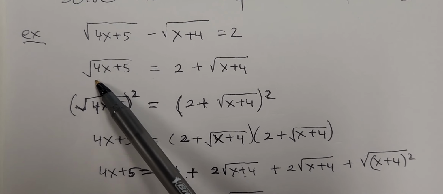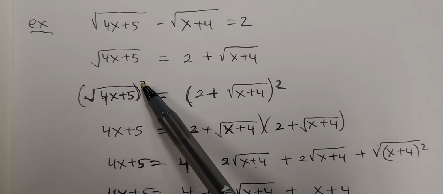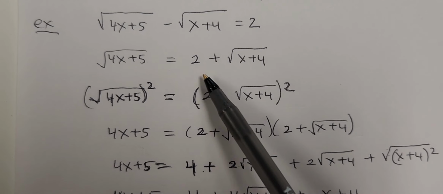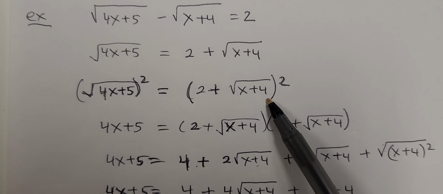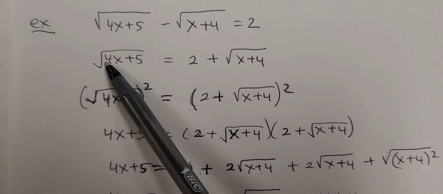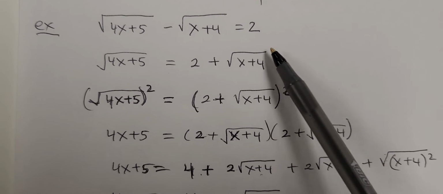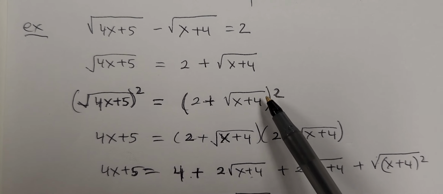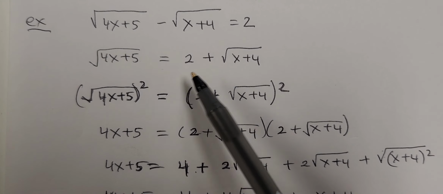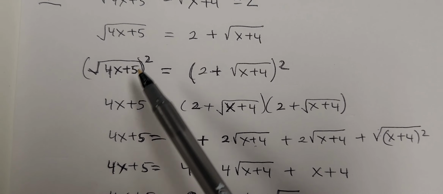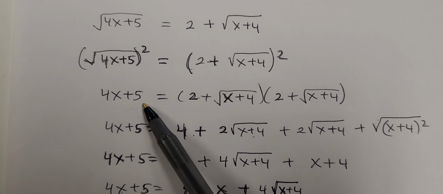Next, because this is a square root, we will square both sides. So square this and square the whole thing. Okay, so one more time, this is a square root. We want to square it. So square, and then on the right side, you want to square the whole thing. The square root and the square go away, so I have 4x plus 5.